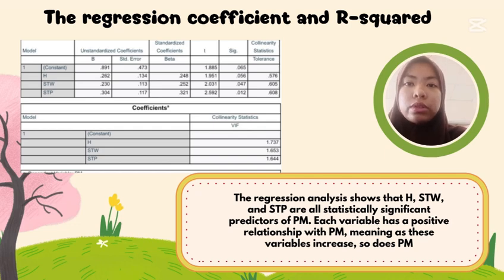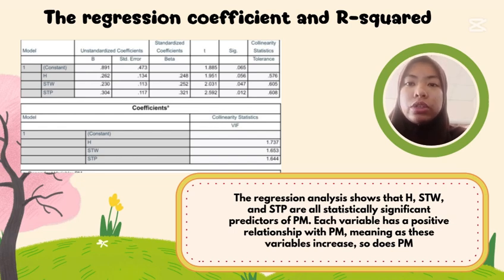To compare the relative strength of the relationship between each predictor and PM, we can examine the standardized coefficient, which is beta. In this case, STP appears to have the strongest association with PM, as evidenced by its highest standardized coefficient, beta equal to 0.31. However, it's important to note that standardized coefficients are influenced by the overall variability of each predictor variable. So, direct comparison should be interpreted with caution.